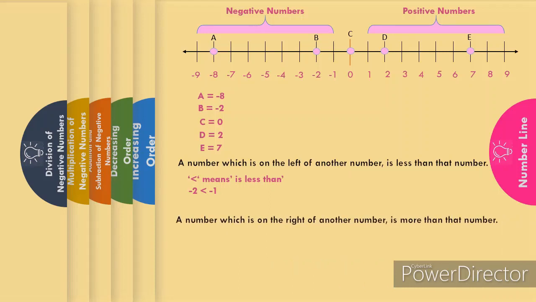Next, let's have the more than. A number which is on the right of another number is more than that number. Example, we have 1. The number on the right of 1 is 2. Therefore, 2 is more than 1. We use this symbol for more than. Example, -1 is more than -2.